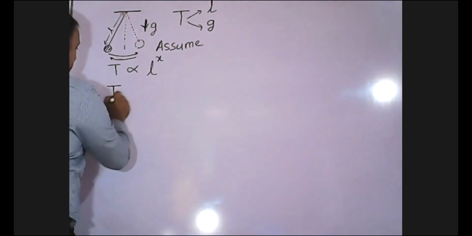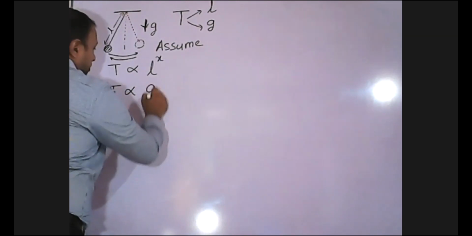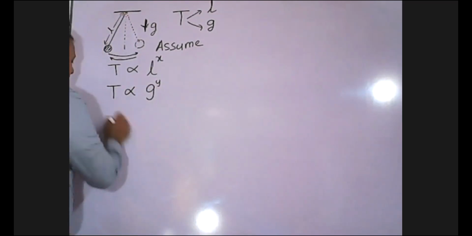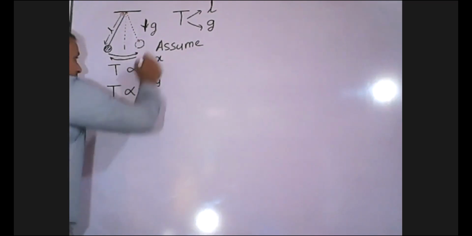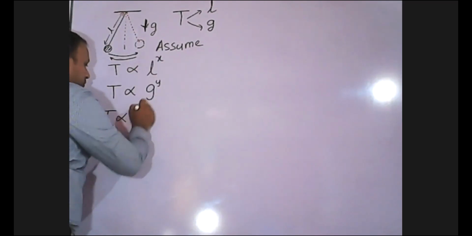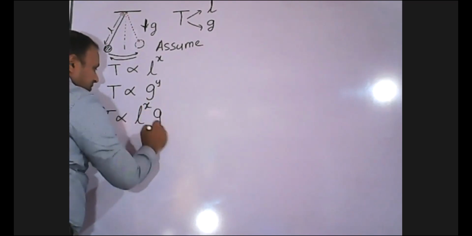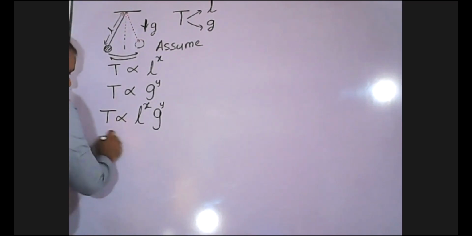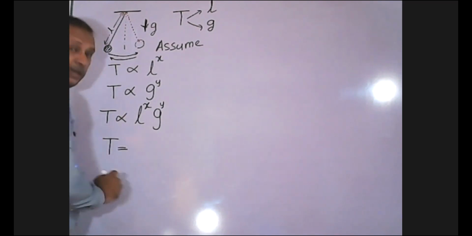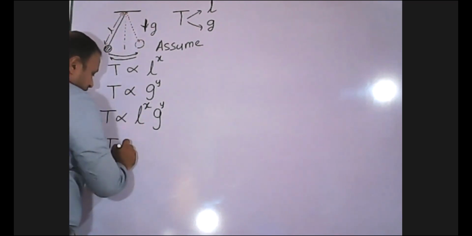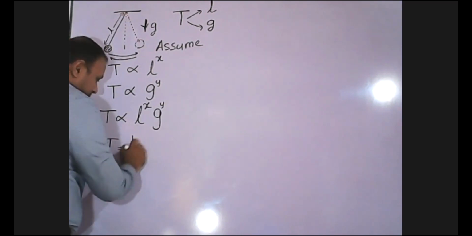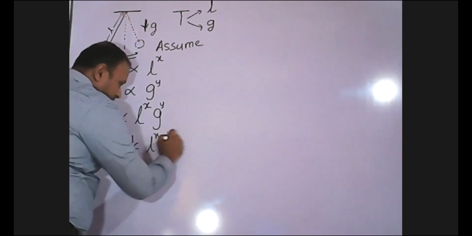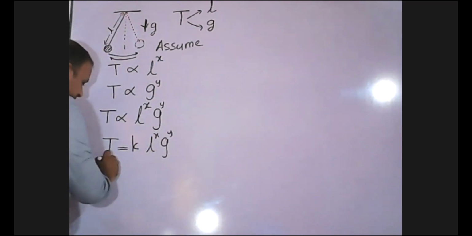And the time T is directly proportional to some power of G. Those are my assumptions. According to those assumptions, I can write T is directly proportional to the product of these two, that means L to the power X, G to the power Y. So I can write an assumed equation: T equals K into L to the power X, G to the power Y. K is the proportional constant.